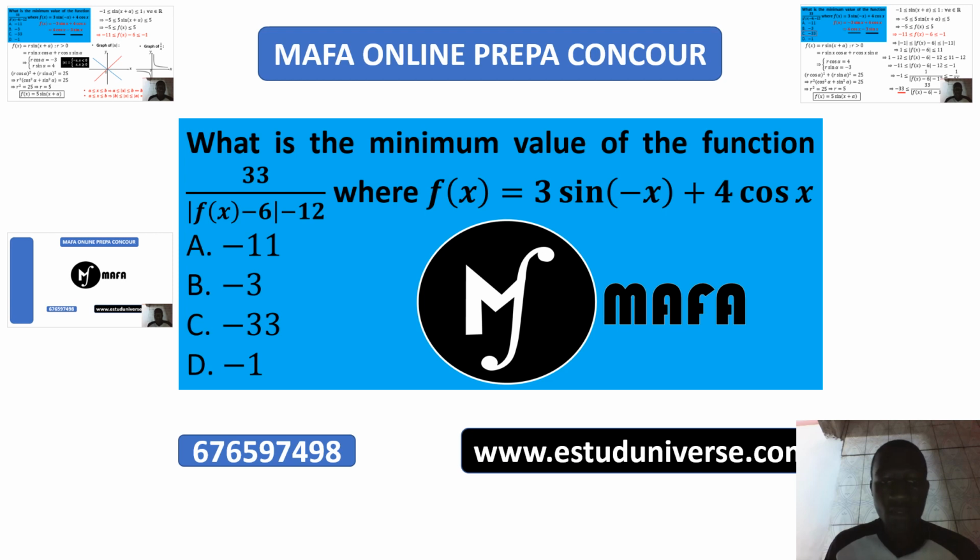So in today's video we are going to be looking at the equation which reads, what is the minimum value of the function 33 divided by the absolute value of f of x minus 6, then minus 12, where f of x is 3 sine of negative x plus 4 cos x.